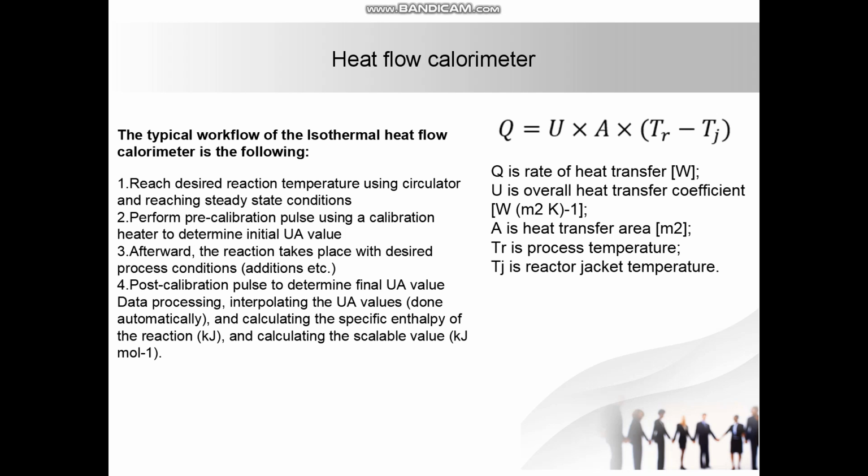After the calibration pulse, the actual reaction of intention is carried out in the calorimeter by addition. The process temperature and jacket temperature are noted, and the heat of reaction is calculated. The drawback of this method is that every time U and A need to be determined by means of this heat pulse, and they actually change a lot based on the fluid properties and occupancy.